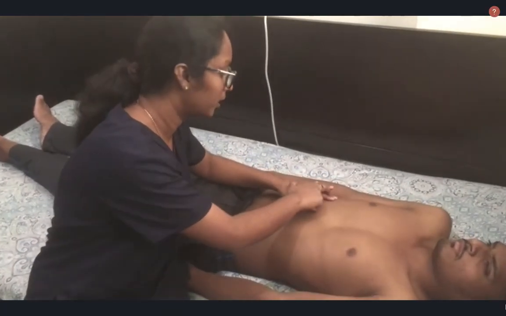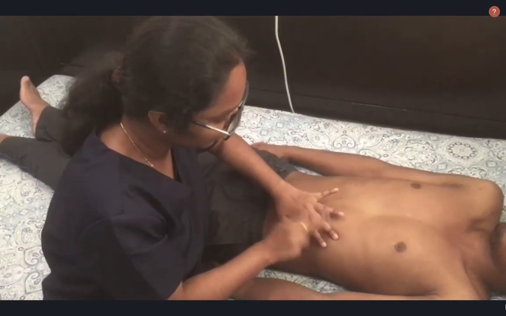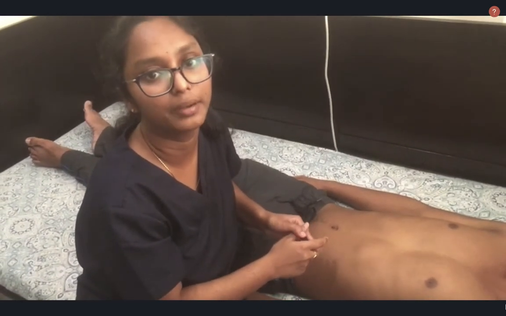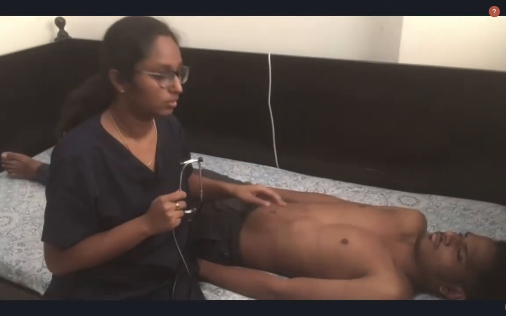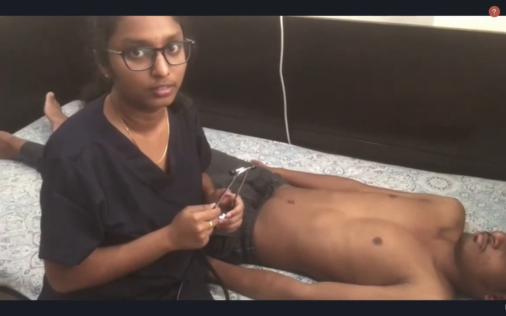Identify the upper border of the liver dullness as you percuss down. On the left side, the resonance of the lungs becomes tympanic because of the gastric air bubble. So now auscultate the anterior chest wall.